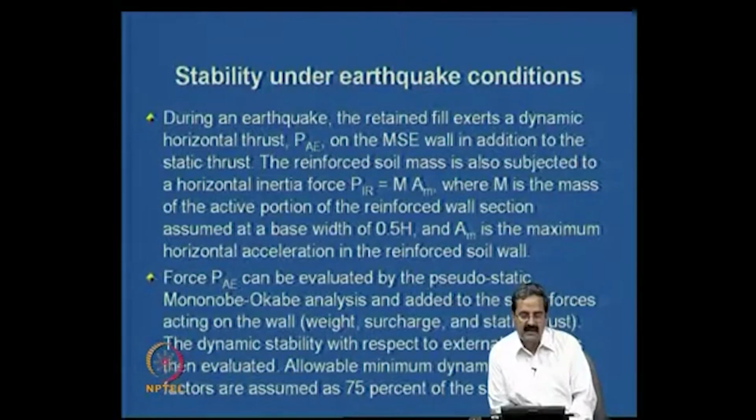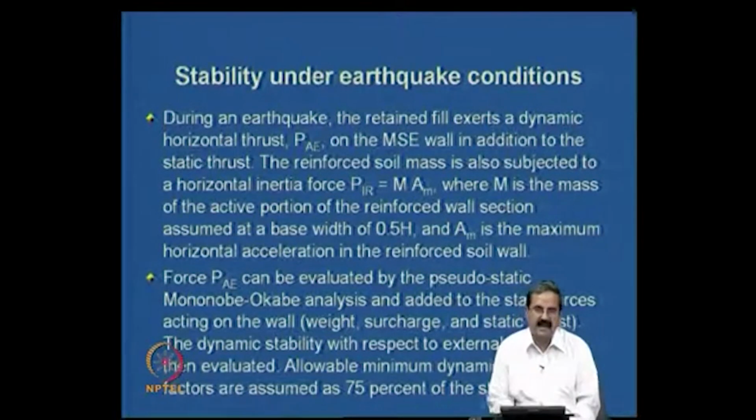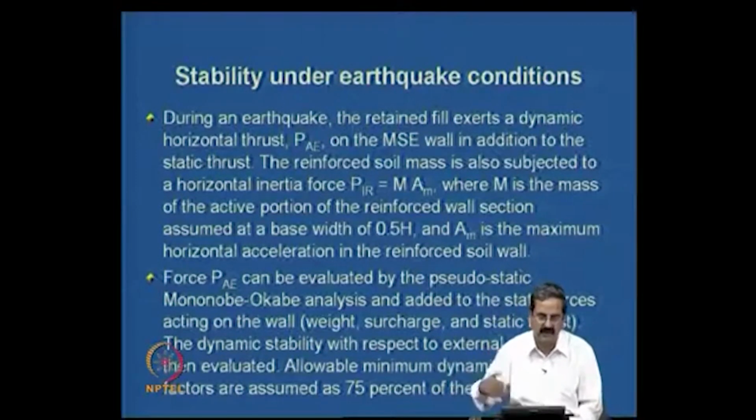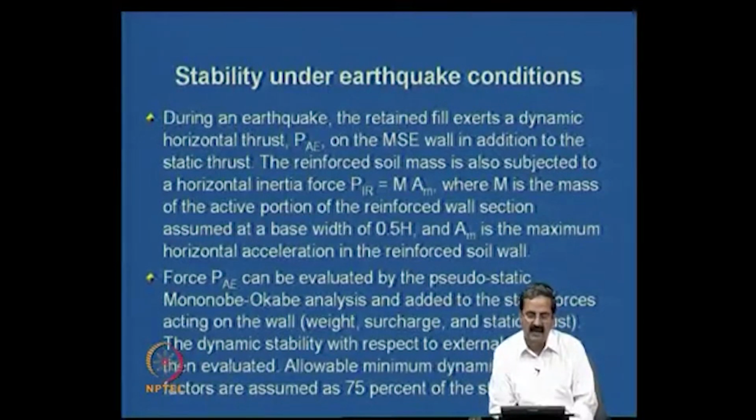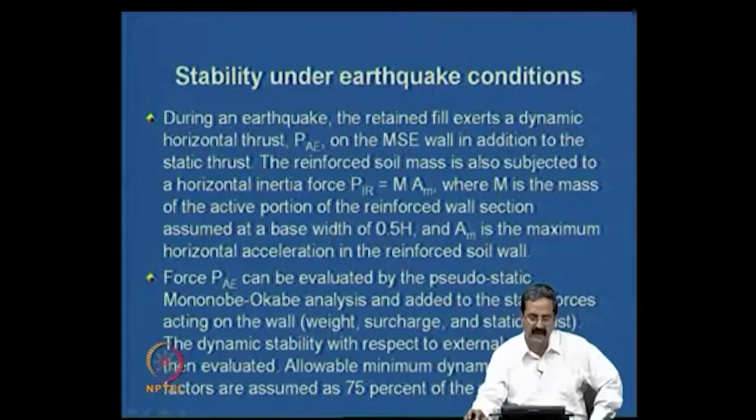During an earthquake, the retained fill exerts a dynamic horizontal force, the PAE, the active earth pressure due to the earthquake on the MSE wall. In addition to the static thrust, where the horizontal force is already there, when an earthquake comes a further horizontal force gets created, and the reinforced soil is also subjected to a horizontal inertial force, PIR, which is nothing but the mass of the soil times its acceleration. How much is the force that it gets subjected to?